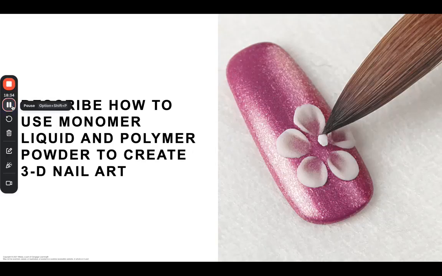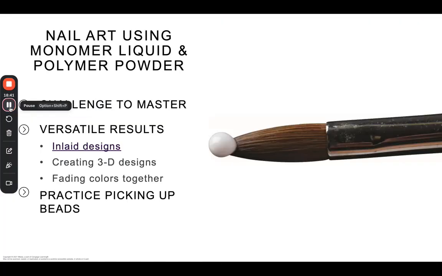Objective number 6, describe how to use monomer liquid and polymer powder to create 3D nail art. Monomer liquid and polymer powder can be used in a variety of ways to create unique nail art. This medium can be challenging to master, but it also has the most versatile results. So you can do things like 3D flowers, you can do fading, you can also do inlay designs.